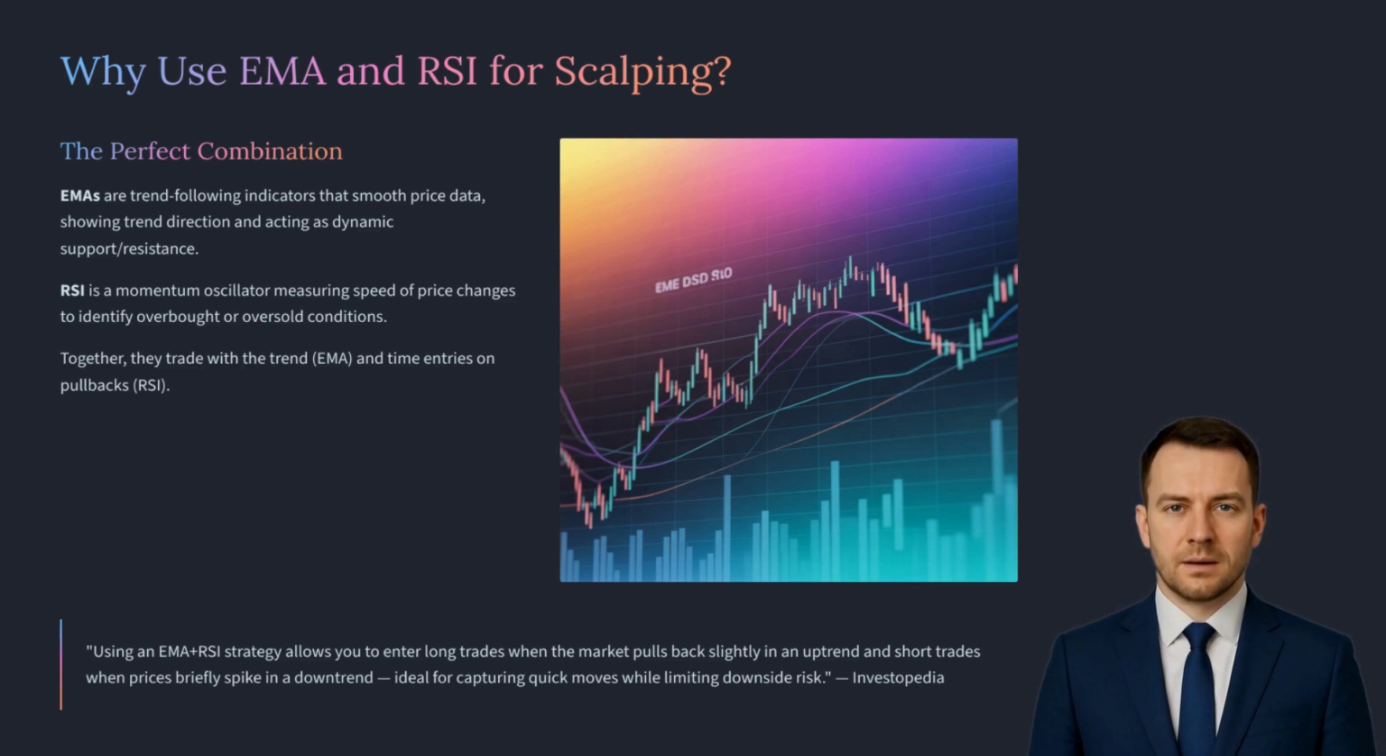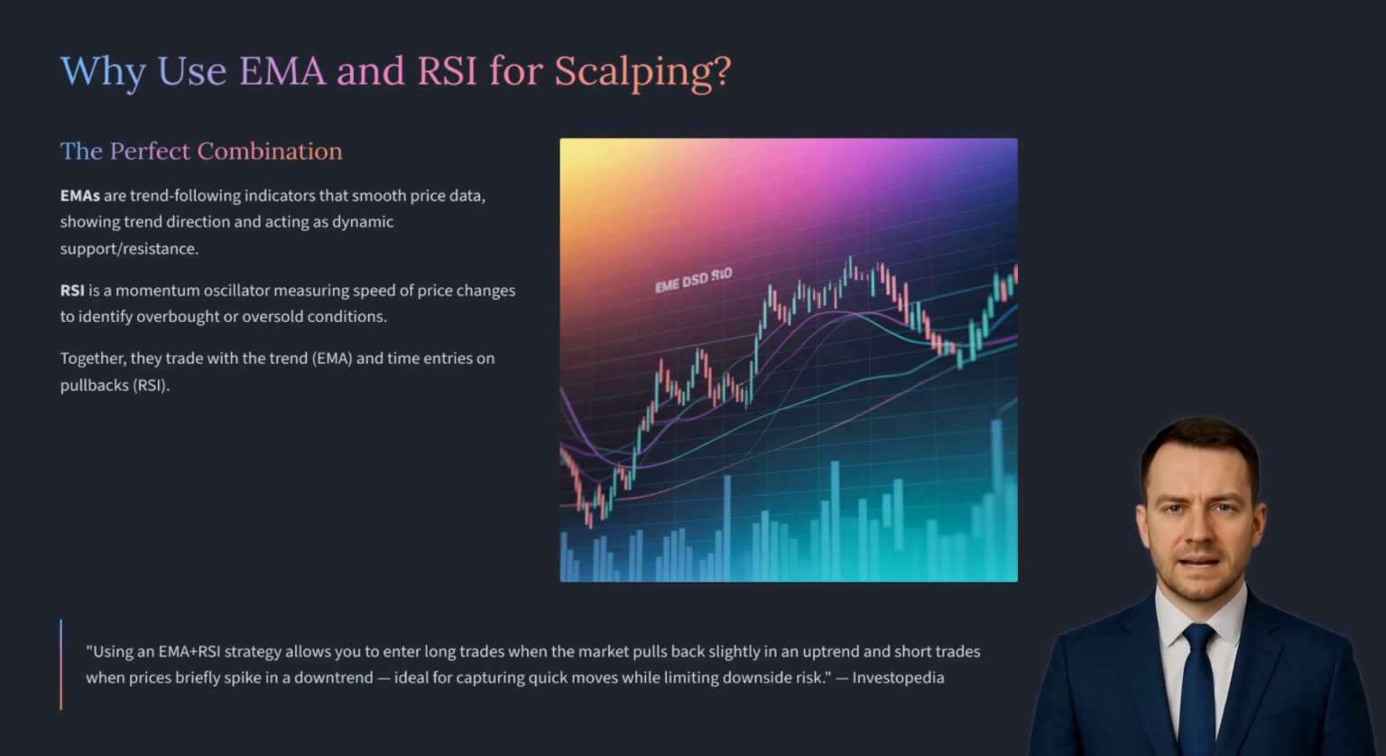By combining them, we get a strategy that trades with the trend, thanks to the EMA, and times entries on pullbacks, thanks to RSI. In other words, the EMAs help filter out trades that go against the larger flow of the market, and the RSI helps pinpoint entry opportunities when the market is momentarily stretched, high or low, and likely to snap back. Why this combo?